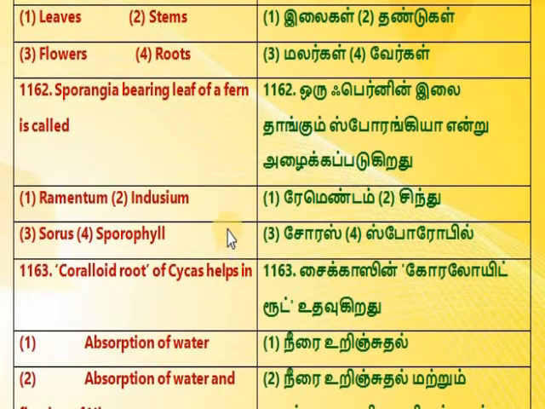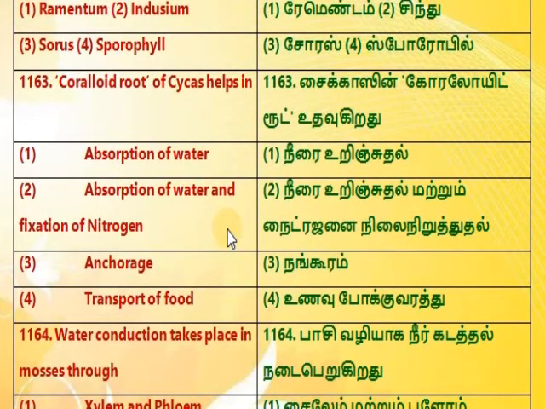1162. Sporangia-bearing leaf of a fern is called: 1. Ramentum, 2. Indusium, 3. Sorus, 4. Sporophyll. 1163. Coralloid root of Cycas helps in: 1. Absorption of water, 2. Absorption of water and fixation of nitrogen, 3. Anchorage, 4. Transport of food.